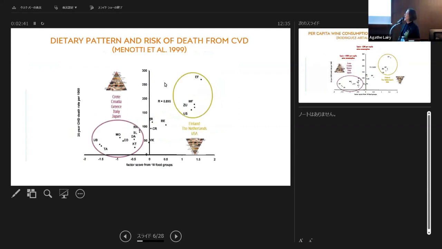Dietary pattern, as we've heard today, is very important. And this is from the seven country study from 1999. We've got Finland, the Netherlands, and the US. We've got Crete, Croatia, Greece, and Italy were the initial seven. And you can see here, looking at all food scores, that the higher Mediterranean diet versus the fattier, less healthy diet of Finland, the Netherlands, and the USA had a distinct effect on cardiovascular disease.